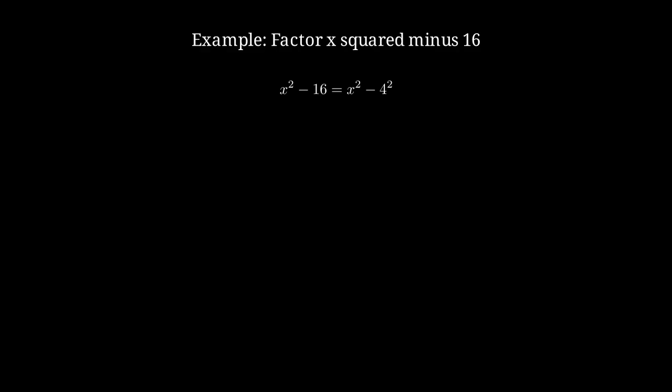We recognize this as x squared minus 4 squared. Applying the formula gives us x plus 4 times x minus 4. Visually, this represents taking one square area away from another.